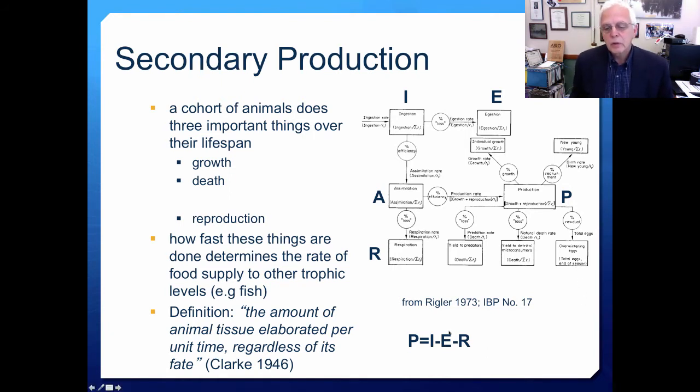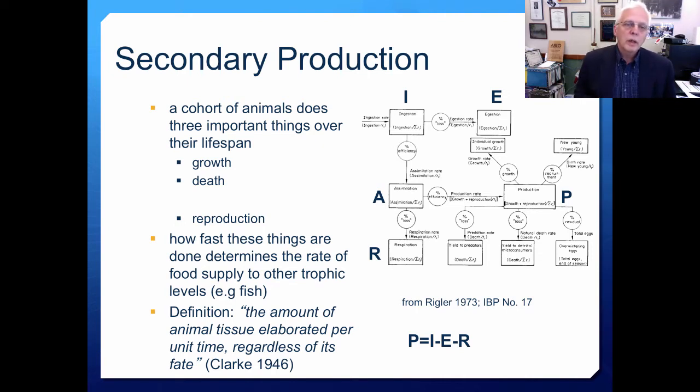So looked at as an overall equation, the production rate is ingestion less egestion less respiration, which gives us secondary production. Now, I said before, we don't measure it like that. It's way too hard to measure all of those sorts of things. And all we're really wanting to know something about is the overall aggregate rate of growth of animal tissue by, say, a cohort of animals.